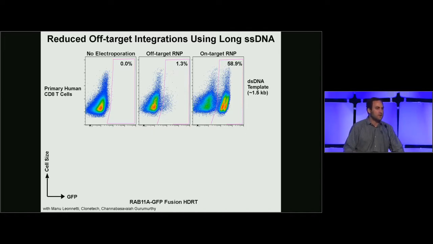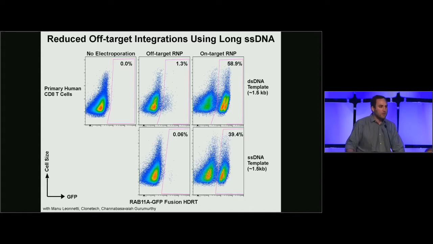And what we found was that although the efficiency of knock-in was much higher if we cut at the site of homology, we do in fact see a meaningful percentage, albeit small, of GFP-positive cells when we use an off-target cut in the genome. So we also wanted to develop a tool to actually reduce these off-target integrations, and we found that we could actually convert these long double-stranded DNA templates into single-stranded DNA templates.